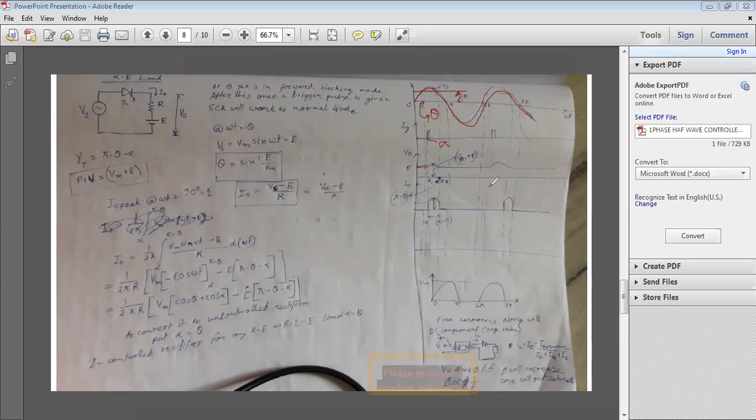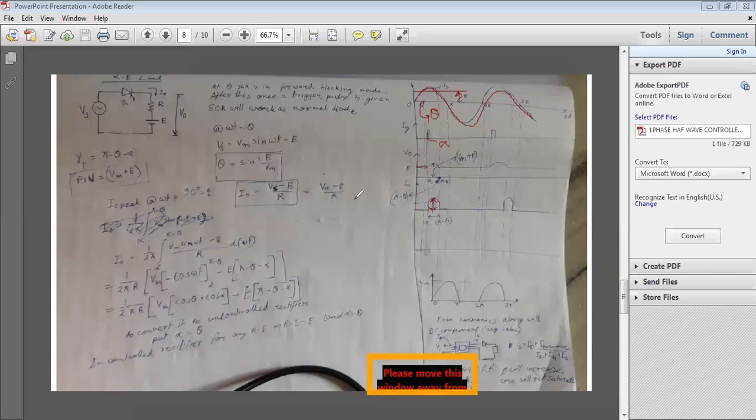Okay. So the output current peak is at omega t equal to pi by 2. This is the output current. At pi by 2 we will get the maximum output current. So I O, or the output current, will be equal to Vs, the supply voltage, minus E, the battery voltage, divided by R. This will be the output current.